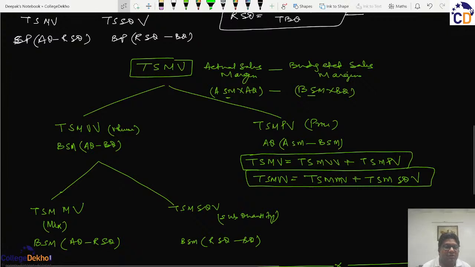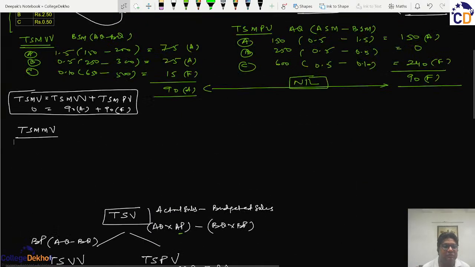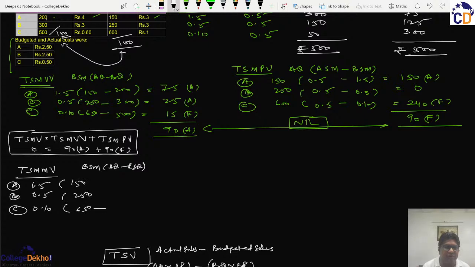ये देखिए कि बजट सेल्स मार्जिन मल्टीप्लाइड बाय AQ माइनस RSQ. तो बजटेड सेल्स मार्जिन यहाँ पर A का, B का और C का, वो 1.5 है, 0.5 है और 0.10. जो एक्चुअल क्वांटिटी है वो 150 है, 250 है और 650 है, और जो BQ है वही RSQ है, यानी कि 200, यानी कि 300, यानी कि 500.